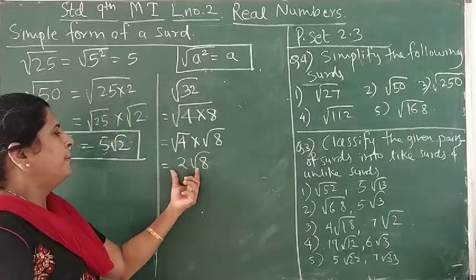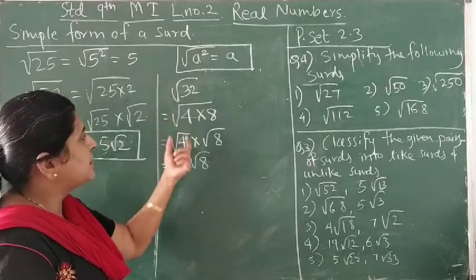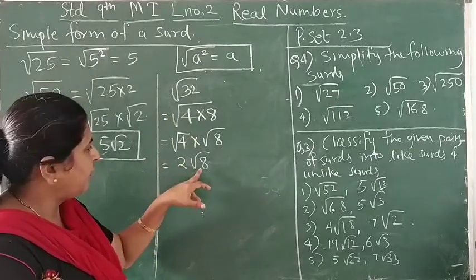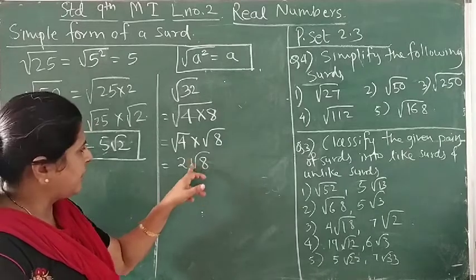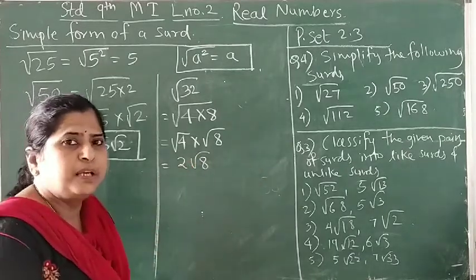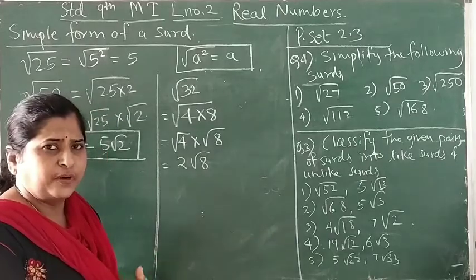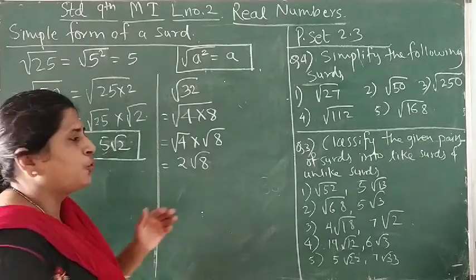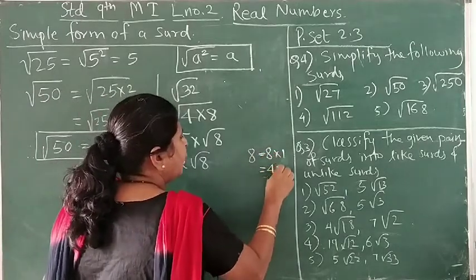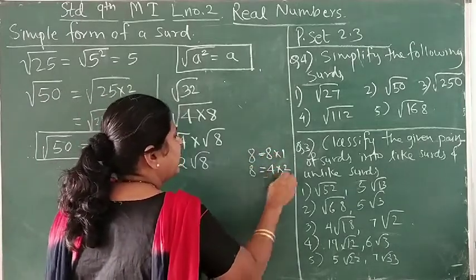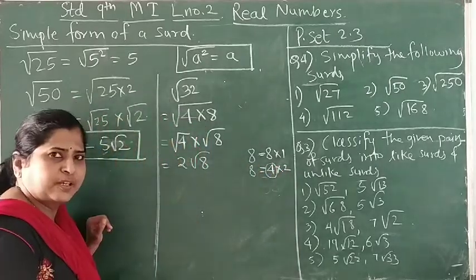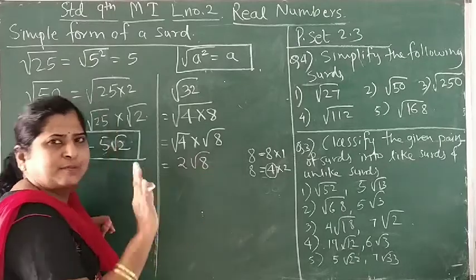Now, is it the complete answer, or is it the simplest form? For this, we need to check if 8, which is written under the radical sign, has any factor which can be a complete square. What are the factors of 8? It is 8 1s are 8, or 4 2s are 8. So 8 can be written like this also, where we get 4, which is a perfect square. So this is not the simplest form.